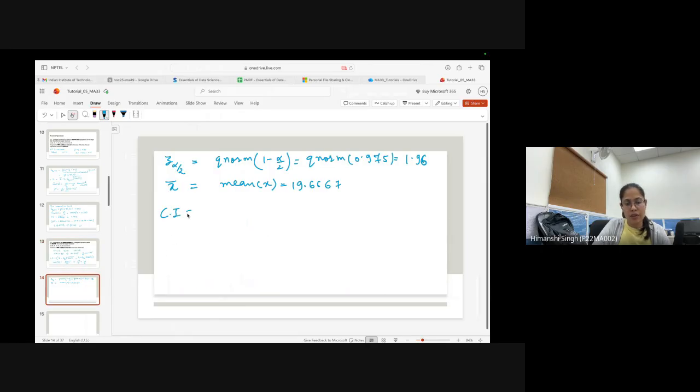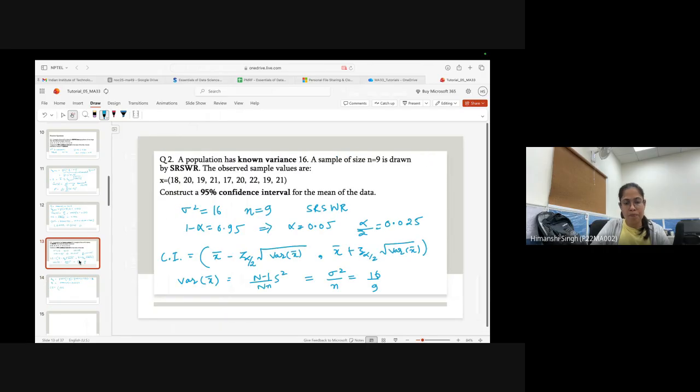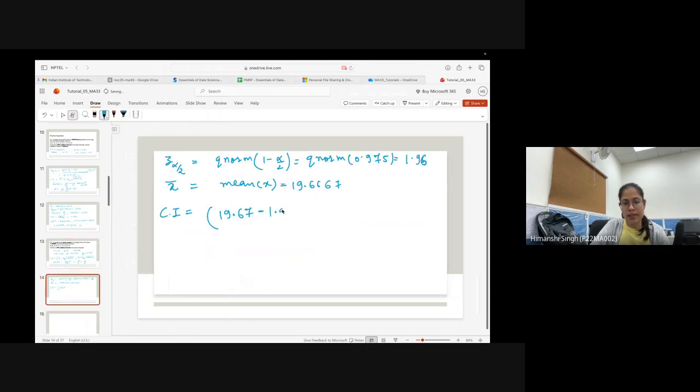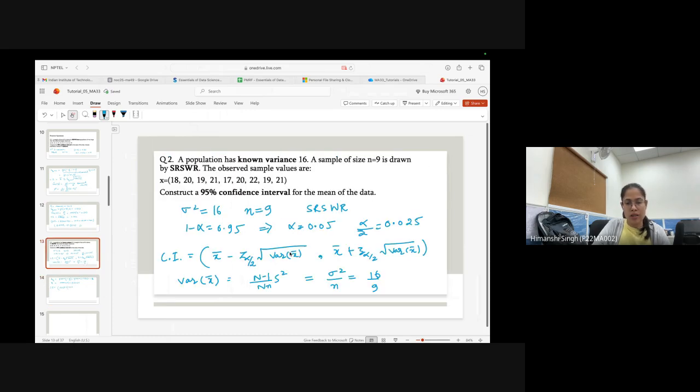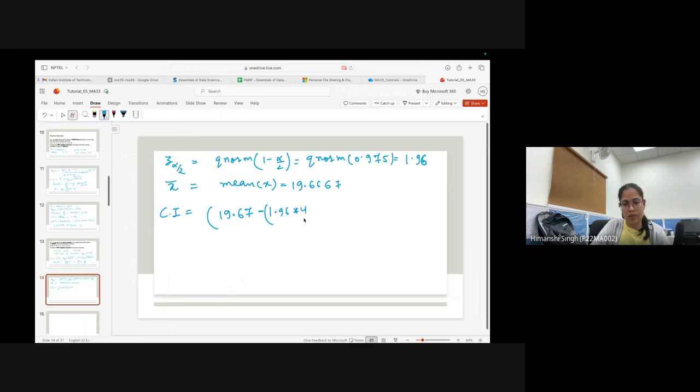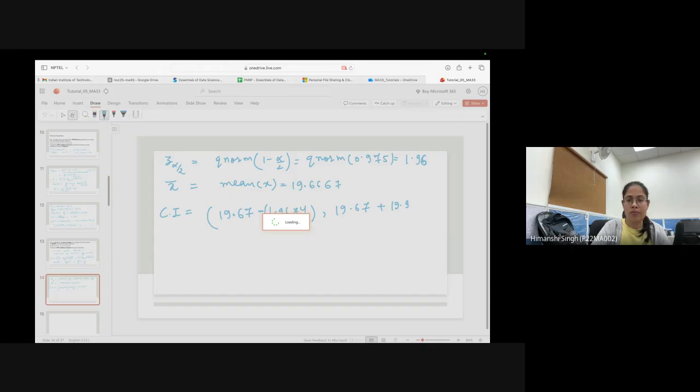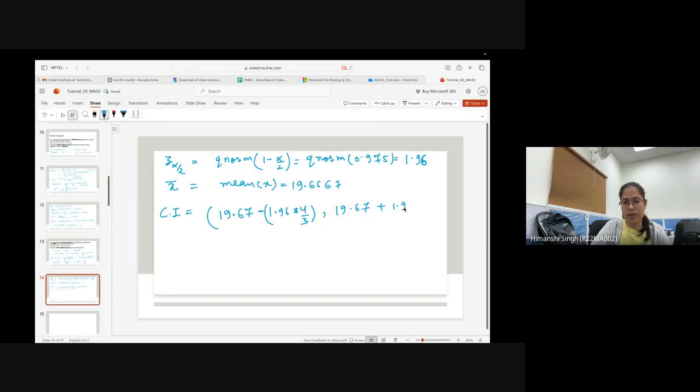So the confidence interval will be x bar, that is 19.67, I am right. Okay, minus z alpha by 2, that is 1.96, multiplied by this 4 by 3, comma 19.67 plus 1.96 multiplied by 4 by 3. So this will be the confidence interval.